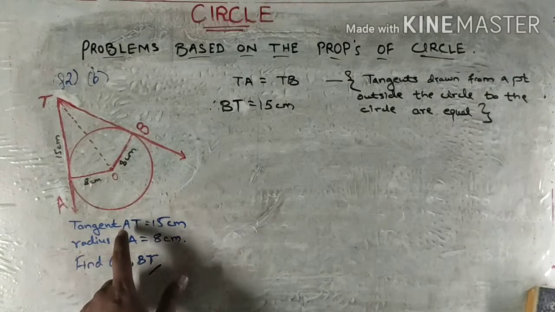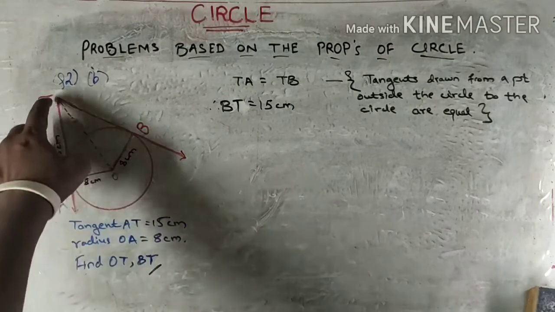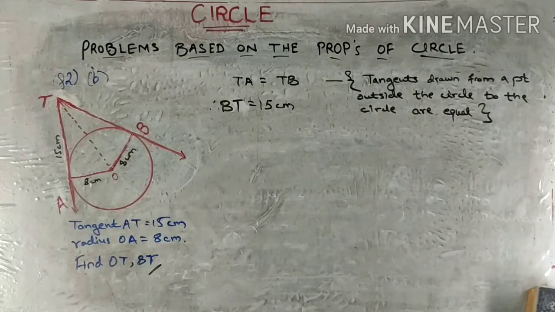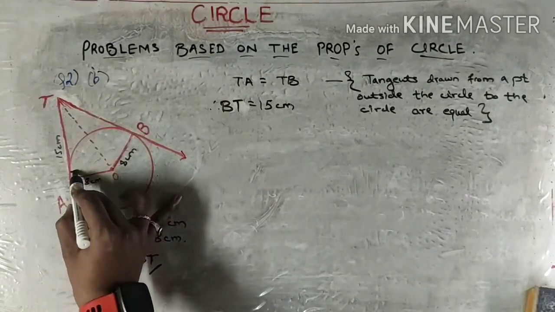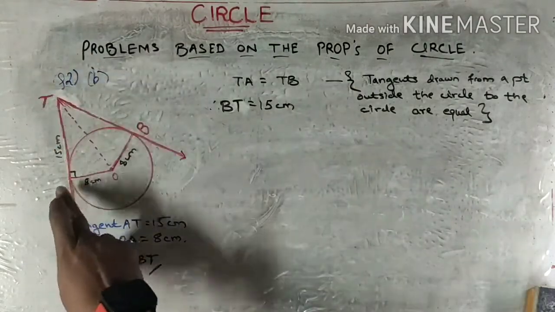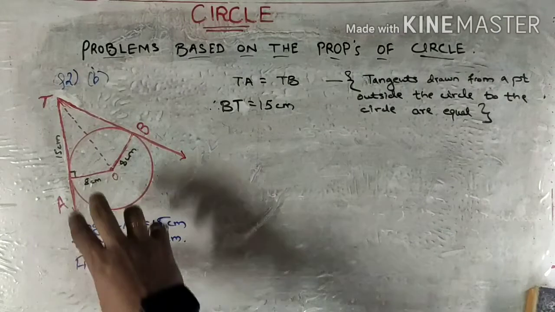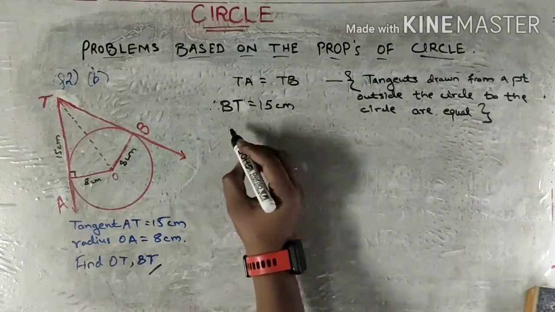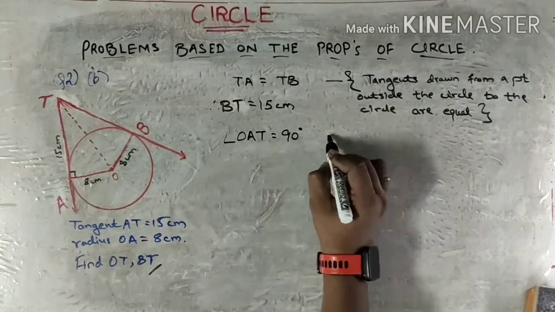Next, we are supposed to find OT, that is the length of the center from the point T. So we all know the first property, that is the radius is perpendicular to the tangent. So this angle is 90 degree from first property. So again, in triangle AOT, OT is the hypotenuse because it is the side opposite the right angle, and this triangle is a right angle triangle. Therefore, I write over here angle OAT is equal to 90 degrees.